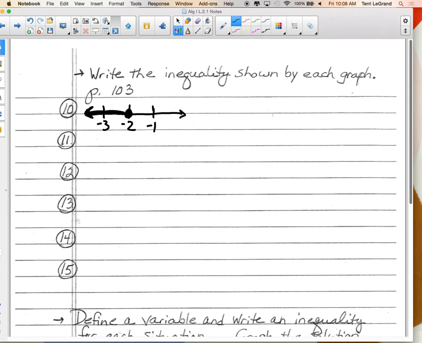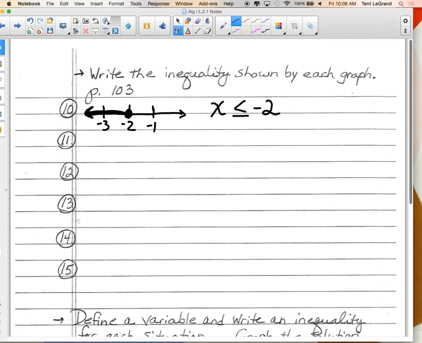Well, the solution region, the shaded region, is what the variable represents. We get to pick our own variable, so pick a variable. X, okay. So what does this say? X has to be what? Less than or equal to -2. Did I write the correct statement? Yes. Correct symbol? Yes. Okay.